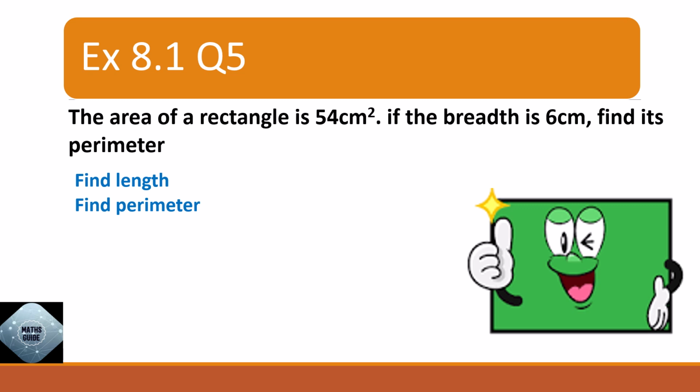From area, we can easily find out the length by dividing the area by one of its dimensions. Here we have been given the breadth, so we divide the area by breadth to get the length. So the length of this rectangle is 9 centimeter. Now we can easily find out the perimeter because the two dimensions are here now. Breadth is 6 centimeter as given in the question, and length is 9 centimeter, which we have calculated.